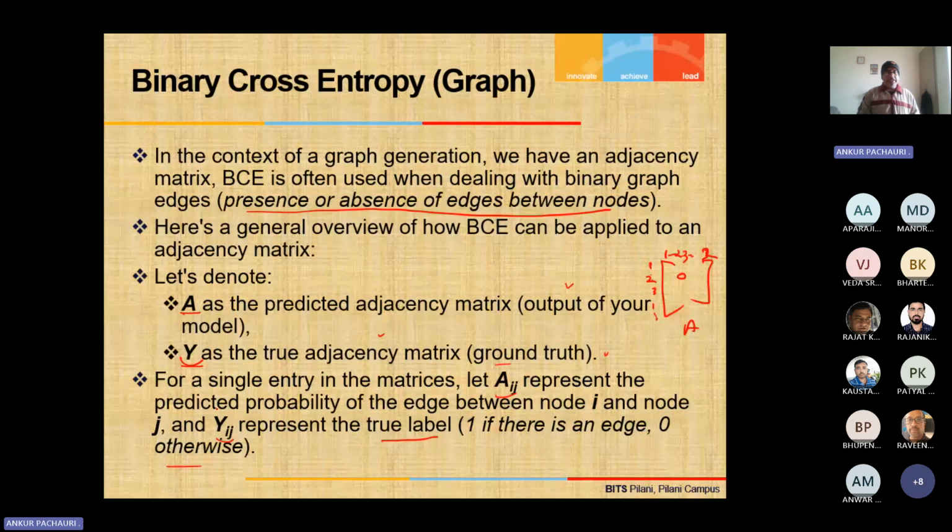Now, for each single entry in that matrix, suppose this is A and this is Y. For a single entry in a matrix, let Aij represent the predicted probability of an edge between node i and node j, and Yij represents the true label.